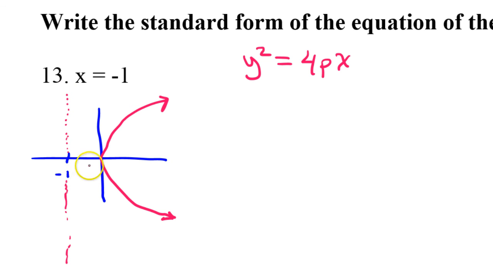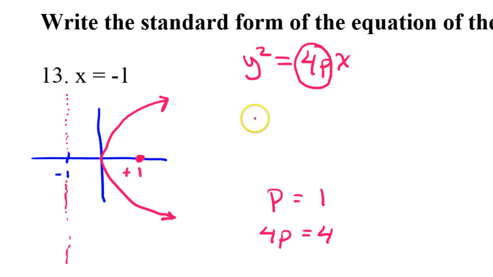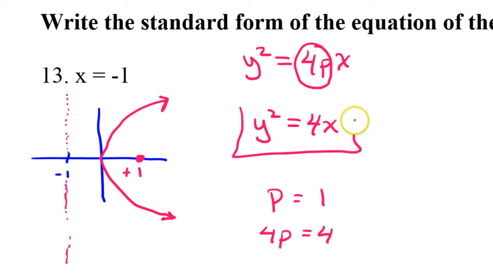Now, this distance right here is in the opposite direction of the focus. So if the directrix is at -1, the focus will be at +1. And that's the p-value. So p is equal to +1. That means 4p must equal 4. So that's what I'm going to put right here. So I have y squared is equal to 4x. So remember, the p-value is always the distance to the focus.